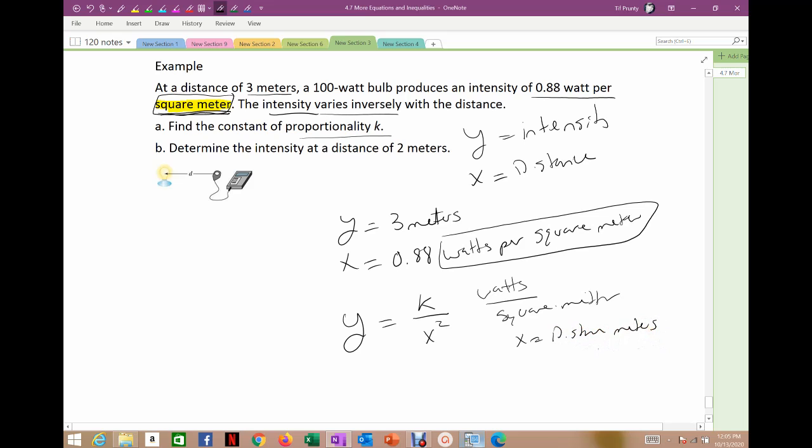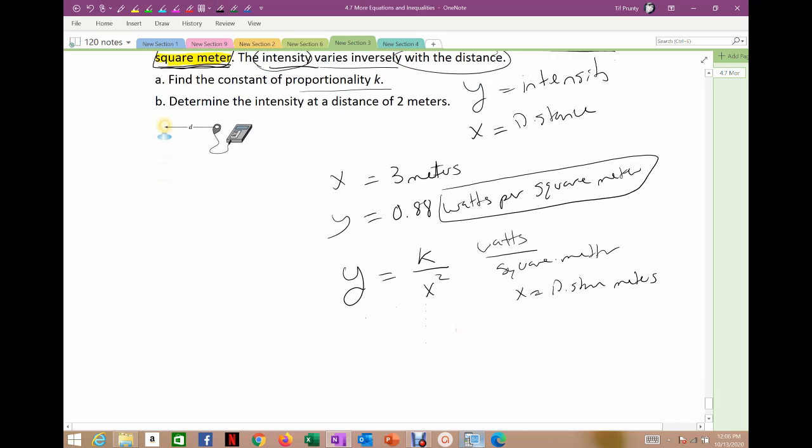So y is the intensity, x is the distance, and again, I figured that out by using my units, right? So I flip these around. Should be the other way. This should be x, this should be y. Y is in watts per square meter. When I set up my equation, intensity varies inversely with distance. My units help me set up my equation. So again, I had my x and y's backwards, but once I figured out my units, I could figure out what I did wrong. So it should be set up y equals k divided by x squared. The y is the watts per square meter. The x is the meters, how I get my square meter.